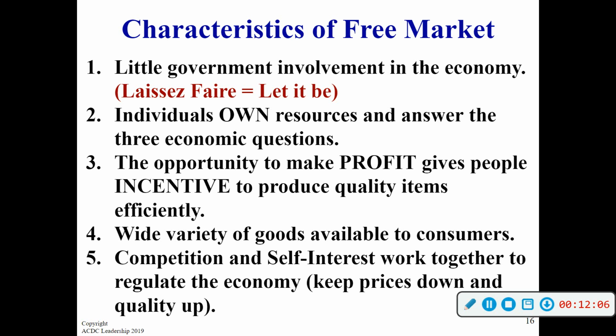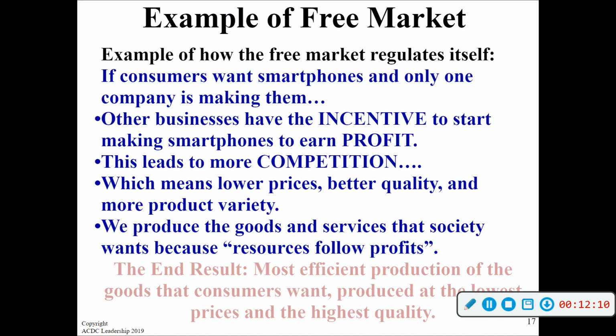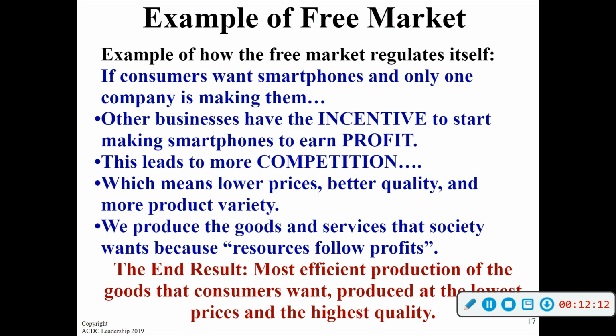Free markets are great for consumers because we're going to see, where's the example? Here it is. Consumers want smartphones, and only one company is making them. Well, what's going to happen? You're going to have new startup companies jump in and compete with whatever that one company is. I just saw an article the other day that there was a guy that defected from Tesla that is now producing more efficient electric cars.